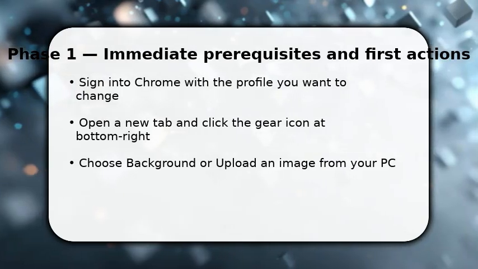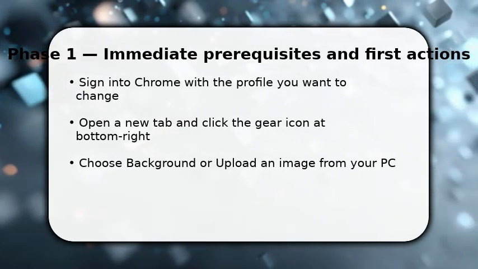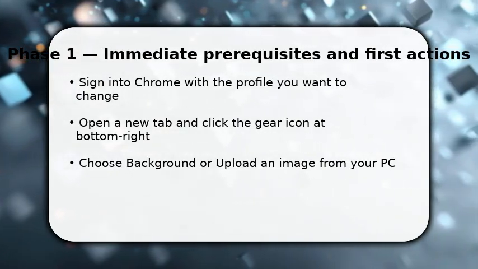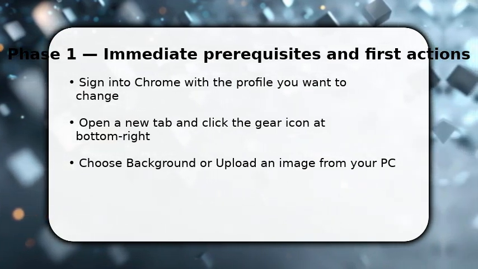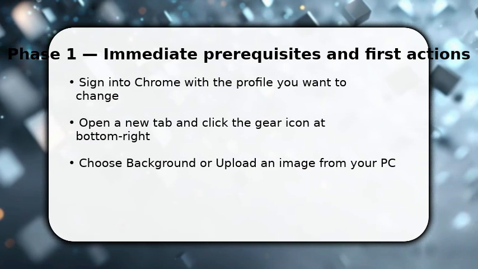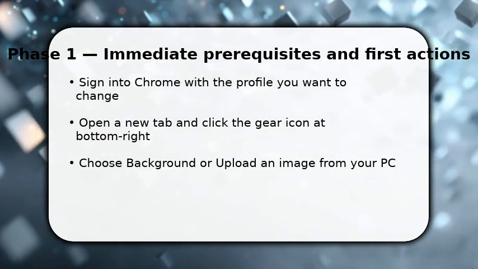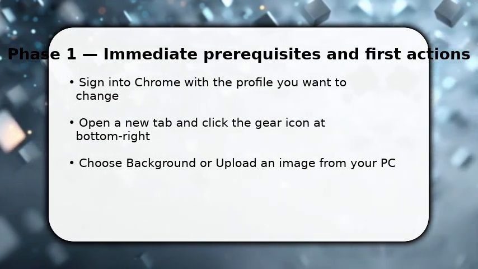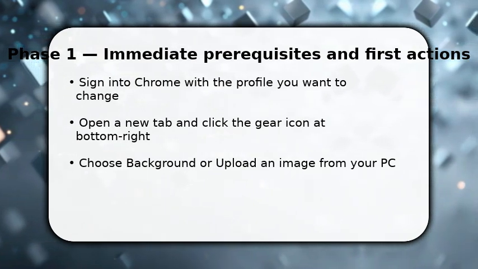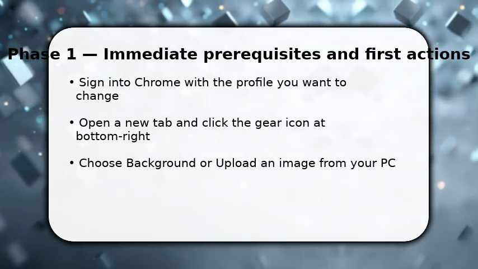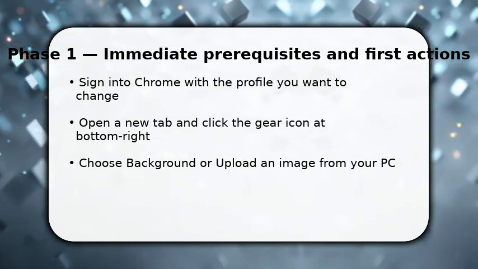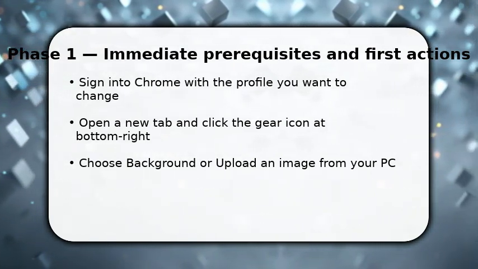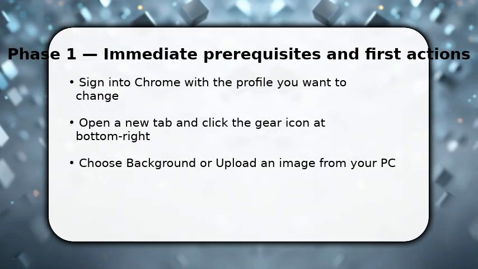You start by opening Chrome while signed into the correct profile. This ensures the background change applies where you expect it. Once the browser is open, create a new tab and locate the small gear icon in the bottom right corner that opens personalization. Click Background to see Google's image categories, or choose Upload an image to select a file from your PC. Do this now so the next steps modify the active tab immediately and save time versus searching settings later.